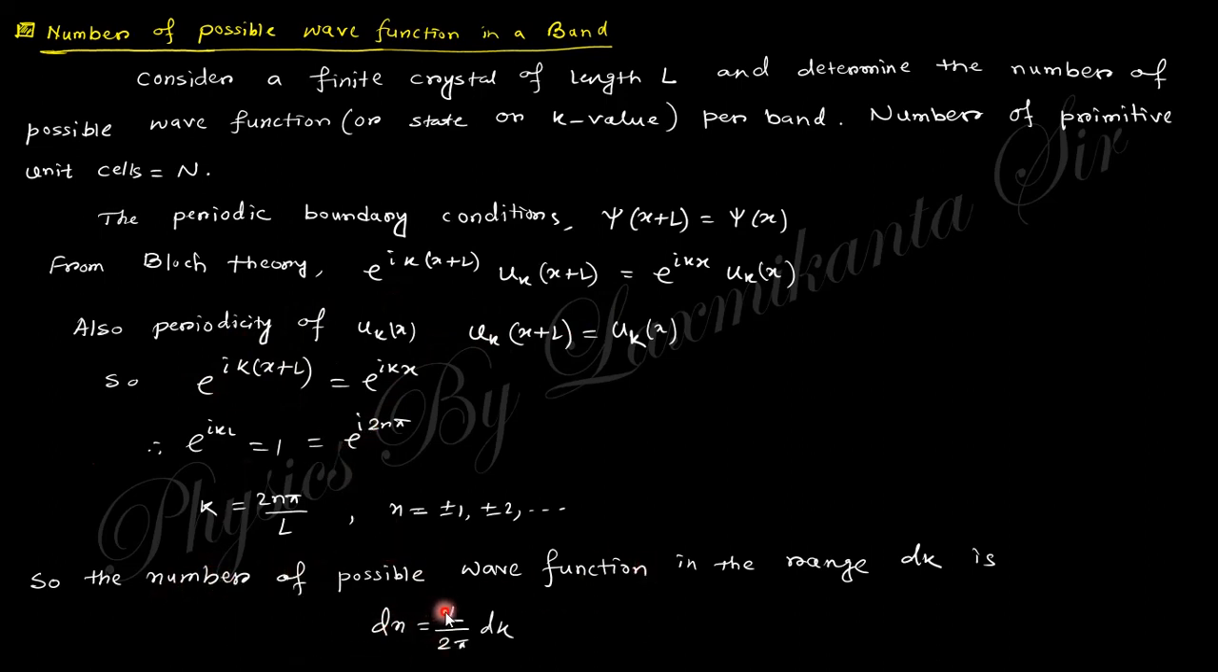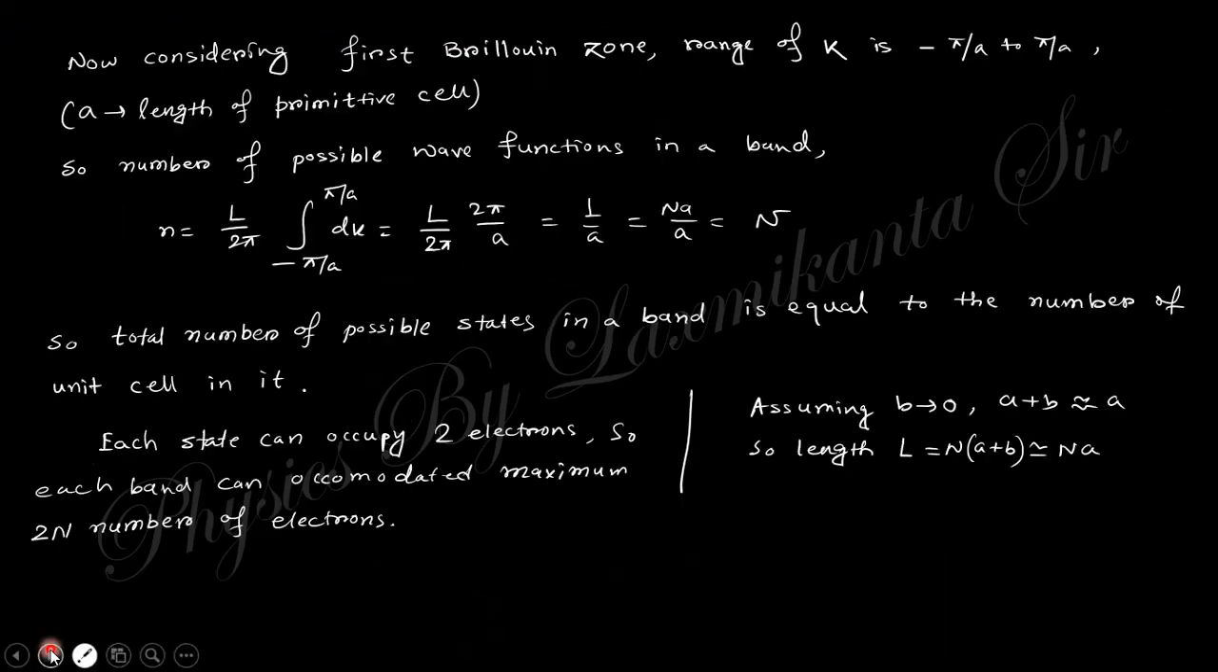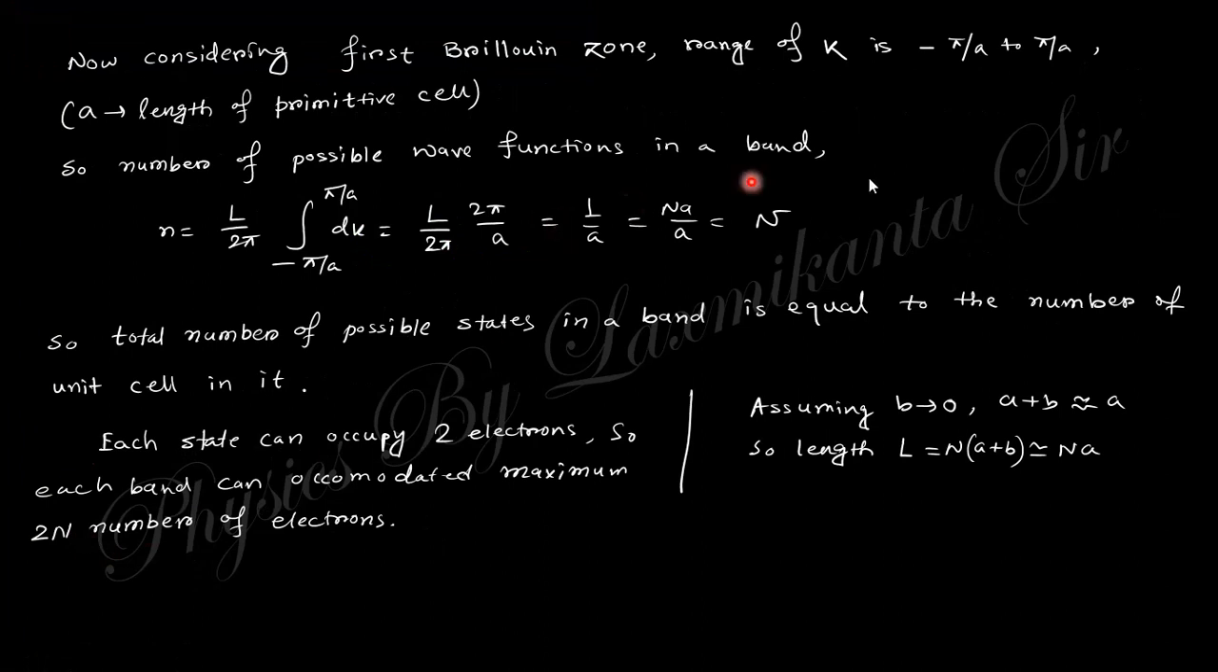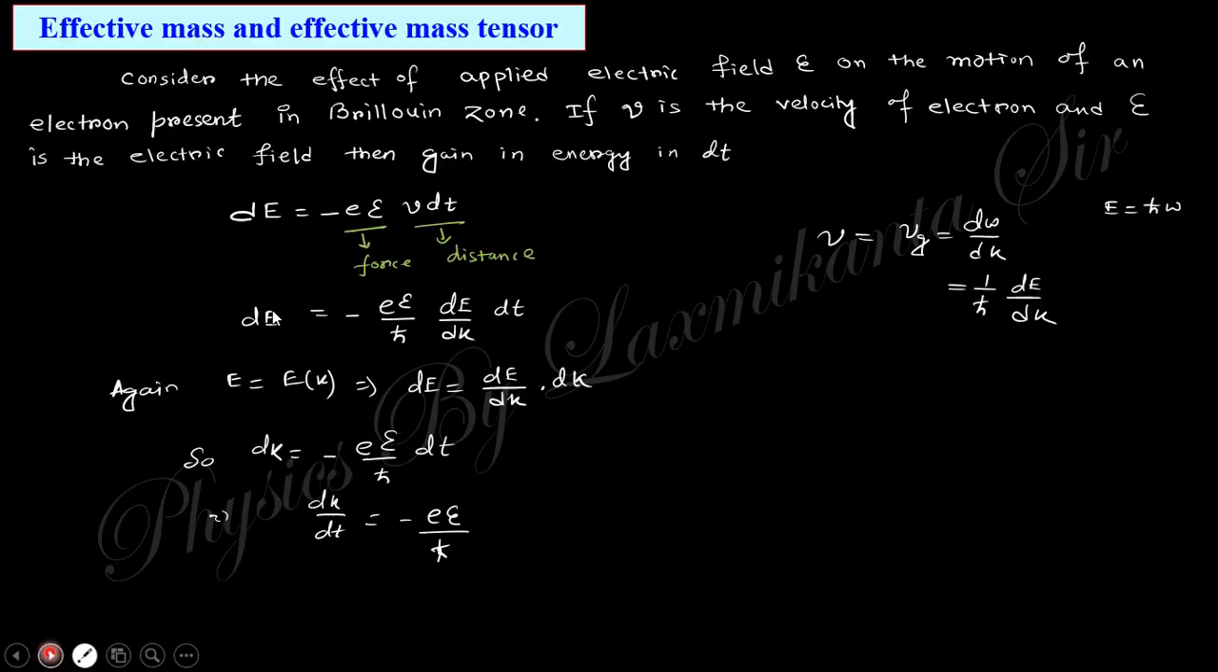So the number of states in the k region is like that, L by 2 pi, this one. So total N equals the total integration. This gives you the final value of total N. For each state, two electrons are allowed, so we need to multiply by 2. So finally you will get 2N. Okay, there are 2N electrons in a band.